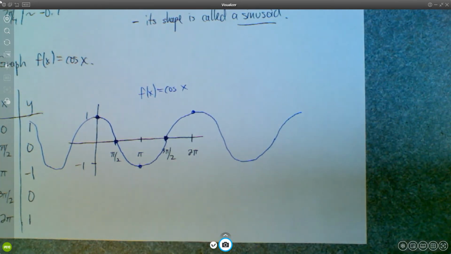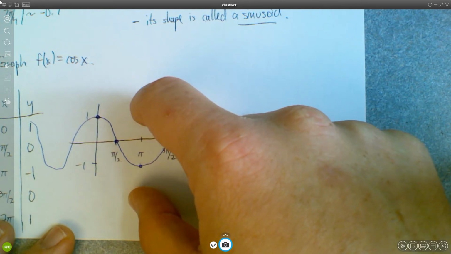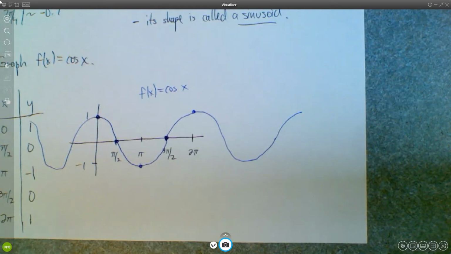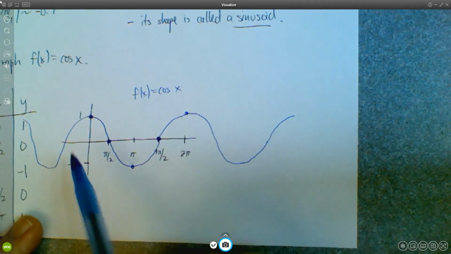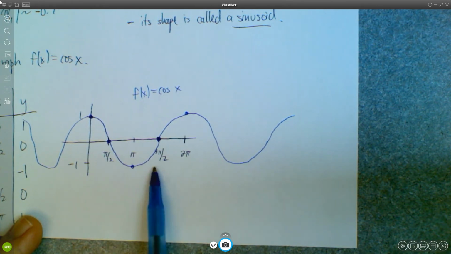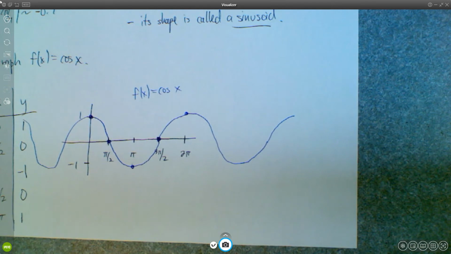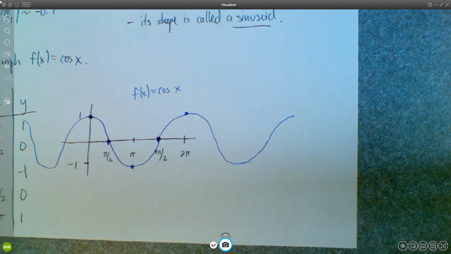In fact, if you take this function and just shift it to the right pi over 2 units, you get the sine function, right? So imagine taking this graph and just shifting it over pi over 2 units. Then this point ends up there, this point ends up there, and so forth. And you just get exactly the sine function, which is where we get one of those identities, the cofunction identities. That's where we get the cofunction identities from.